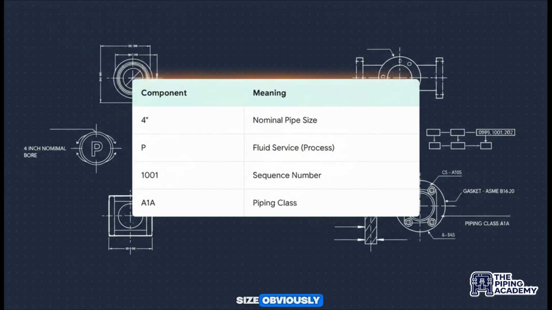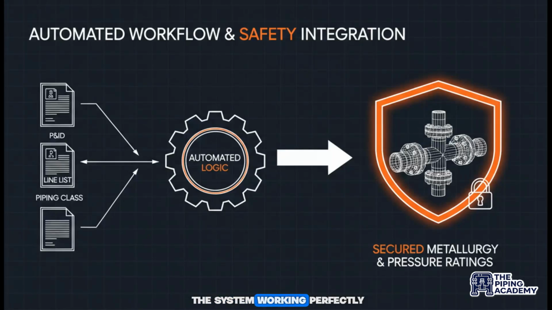4-inch, that's the size, obviously. P tells you the fluid service, which is process in this case. 1001 is just its unique sequence number. And then you have A1A. That right there, that's the piping class. That last part is the golden key that unlocks all the correct material and component specifications for you. This is the system working perfectly.